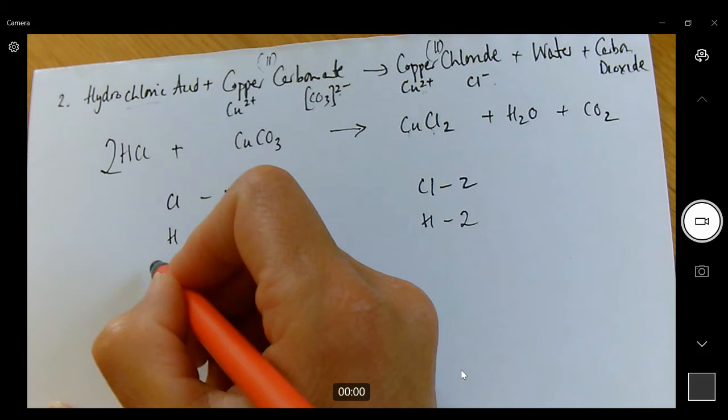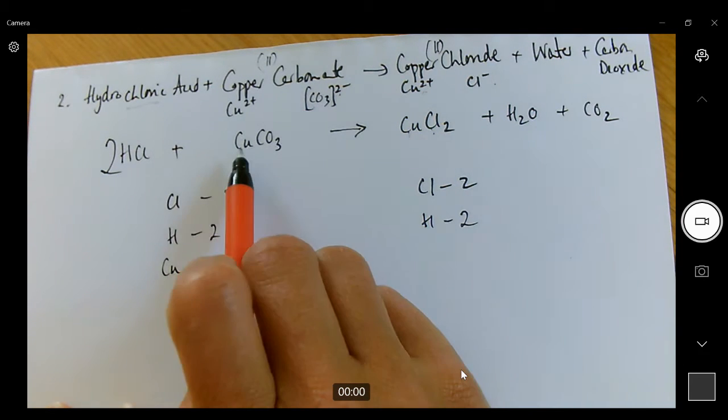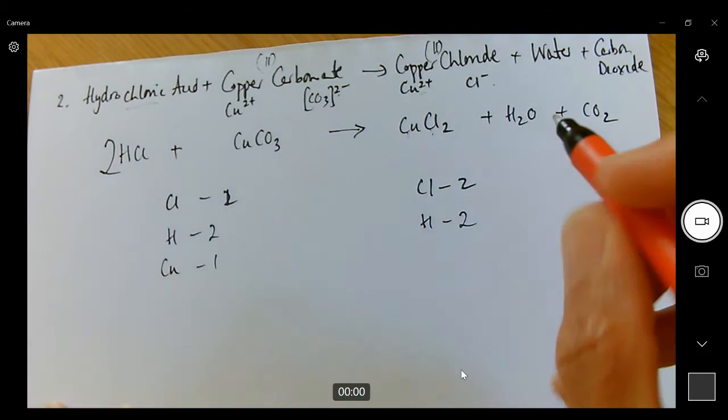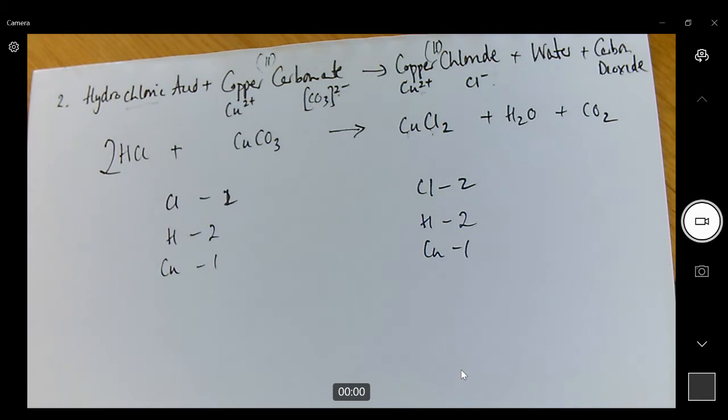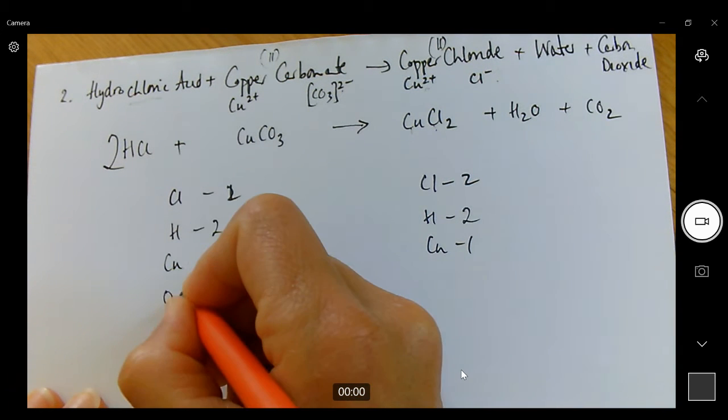So we've balanced our chlorines, and now we're going to do our hydrogens. I've got 2 hydrogens on this side, and I have got 2 hydrogens on this side. So I'm happy with my hydrogens. The next one I'm going to do is my coppers. I've got 1 copper here, and I have got 1 copper over here. So I'm happy.